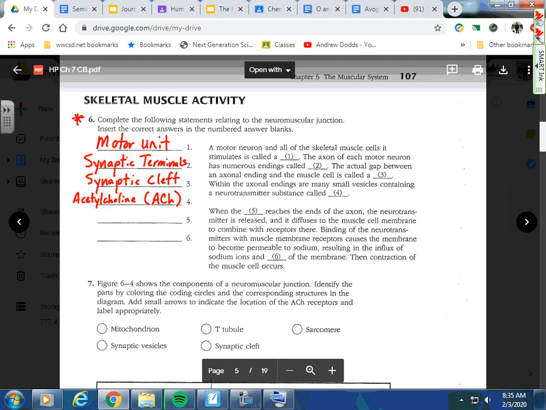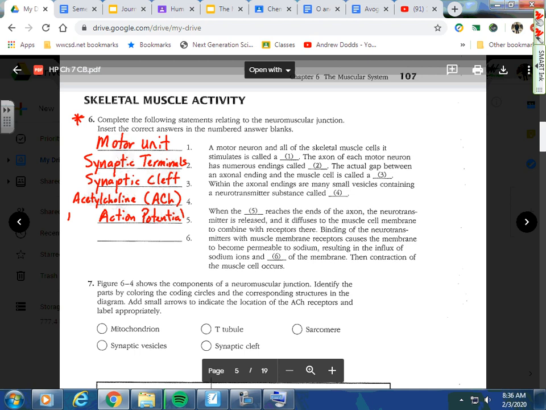And number 5, when the blank reaches the ends of the axon, it could be nerve impulse, but I would rather you know it as action potential. All right. And number 6, so when the action potential reaches the ends of the axon, the neurotransmitter is released and it diffuses to the muscle cell membrane to combine with receptors there.